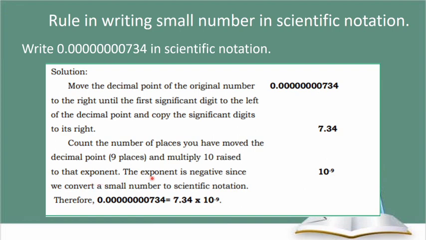So the exponent is negative since we convert a small number to scientific notation, or in other words, we convert a decimal number to scientific notation. So we will have 10 raised to negative 9. Therefore, 0.00000000734 is equal to 7.34 times 10 raised to negative 9.